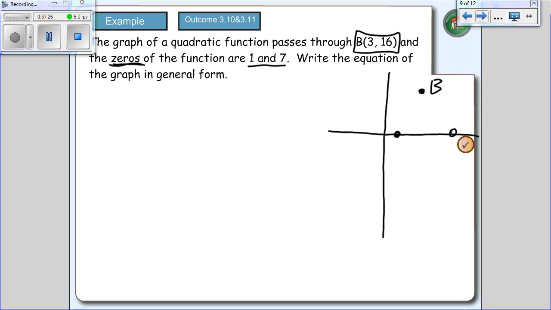That's a big thing. If it says zeros, zeros is another word for x-intercept, because those are the values that make y 0. That's where the term zeros comes from. There's no other way of saying y-intercept, it's just always said y-intercept. So we don't know where the y-intercept is.